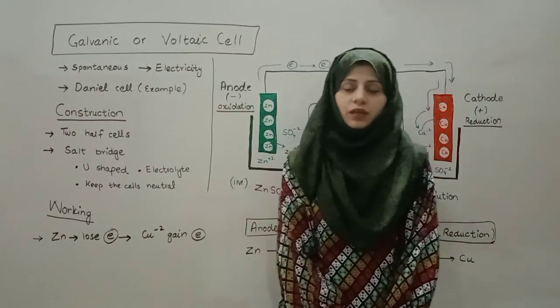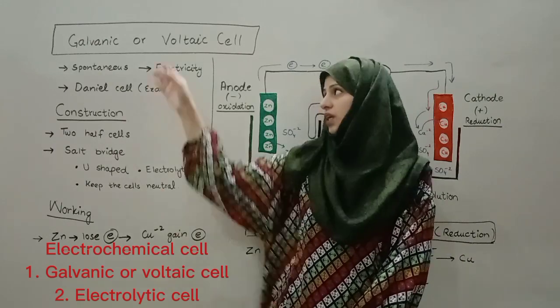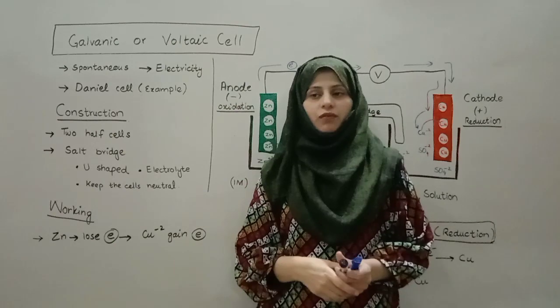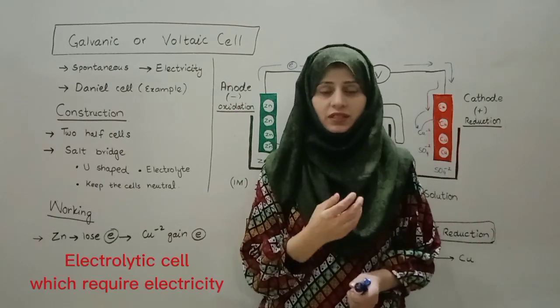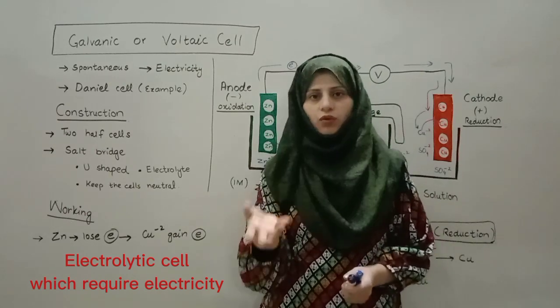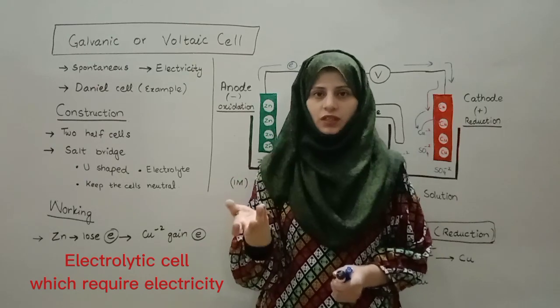Let's start with the electrochemical cells. Electrochemical cells are of two types: the galvanic or voltaic cell, and the electrolytic cell. Electrolytic cells are those cells in which the chemical reaction does not occur on its own and it requires an external agent, such as electricity.